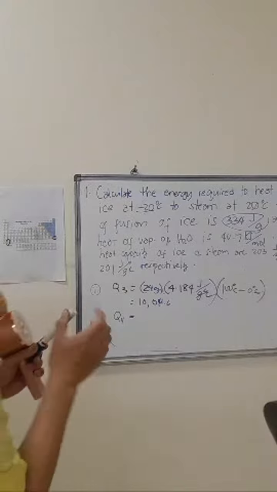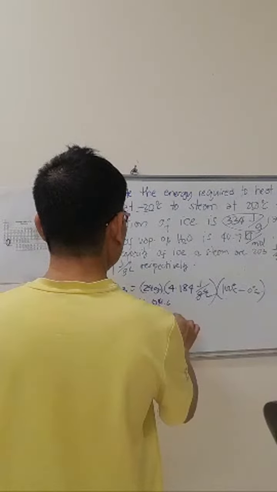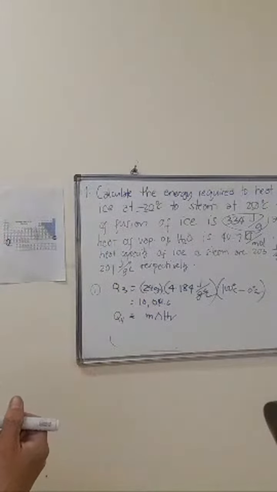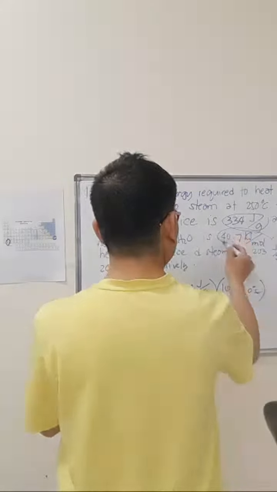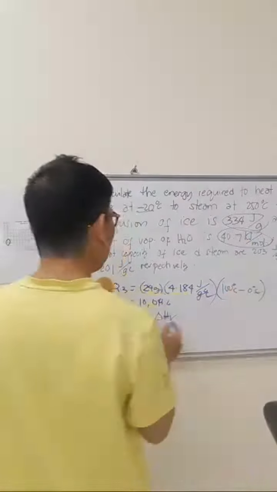So we need to use the mass times delta H of vaporization. Is the vaporization given? Yes, the heat of vaporization of H2O is 40.7 kilojoules per mole. So we need to convert this first so that there will be a mass.